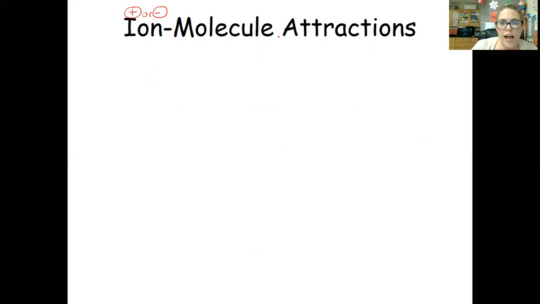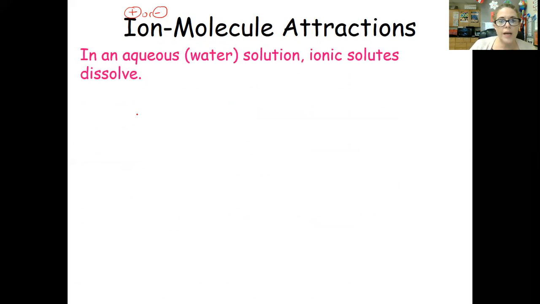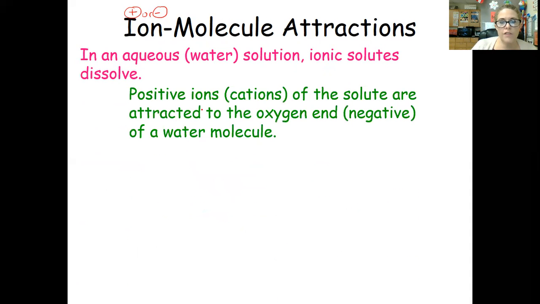So I have an attraction between an ion and a molecule. Okay, so an attraction between a molecule and some sort of charged particle. So in an aqueous water solution, ionic solutes dissolve. So we have the positive ions, which are our cations, right? So our positive cations of the solute. We'll get more into this when we do our solutions unit, but this is usually what is being dissolved. Usually we're going to talk about a solid here.